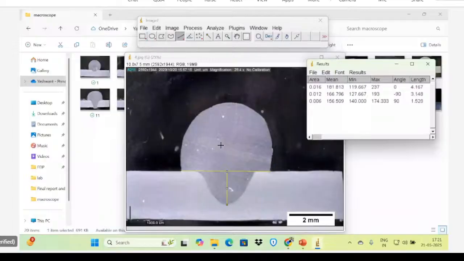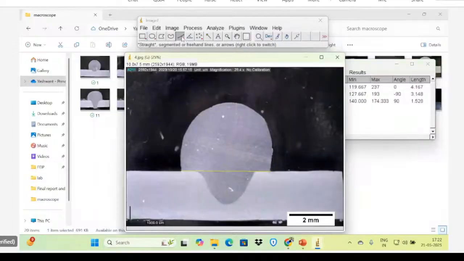Now we can calculate a contact angle. For contact angle, we have to take the angle tool here. Angle tool we can take. We have to click here. 3-point touch we have to do. Again this, and we can make this angle. So angle has been made.